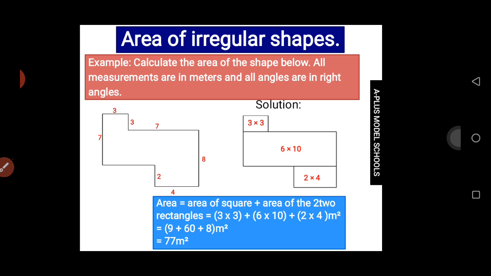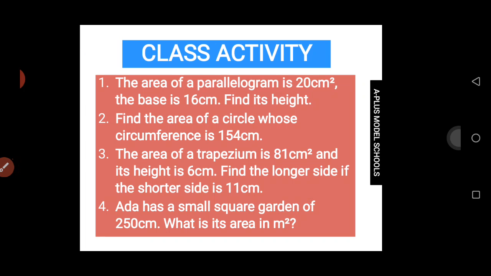So this is your class activity, which I'm expecting latest by Friday evening. So question 1 says the area of a parallelogram is 20 centimeters square. The base is 16 centimeters. Find its height. Then number 2, find the area of a circle whose circumference is 154 centimeters.